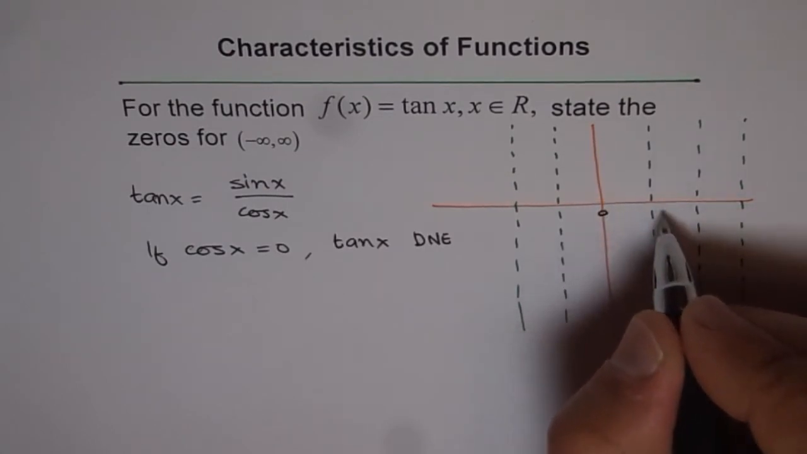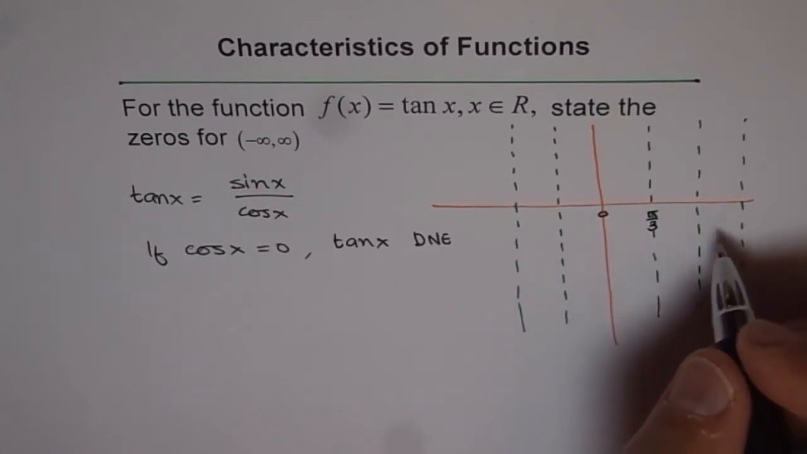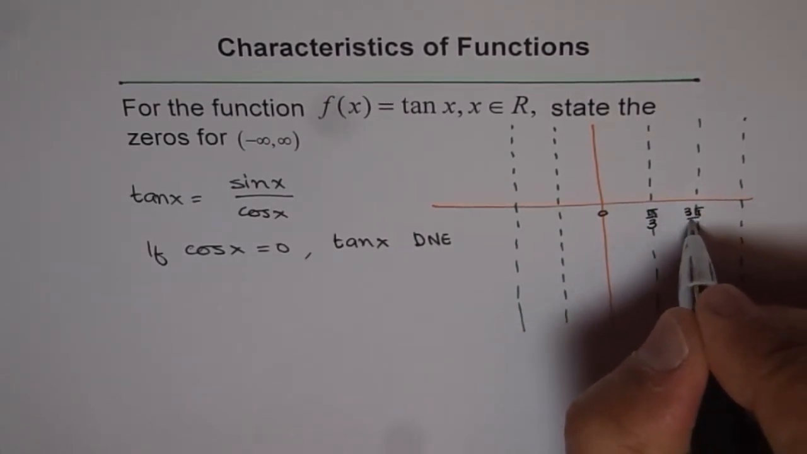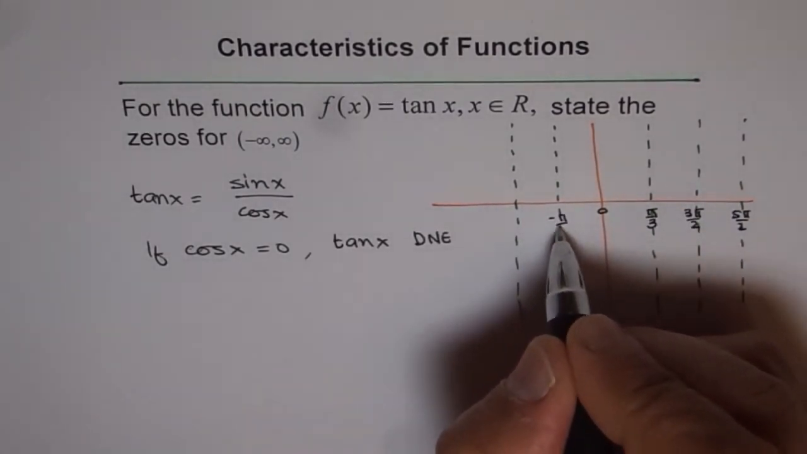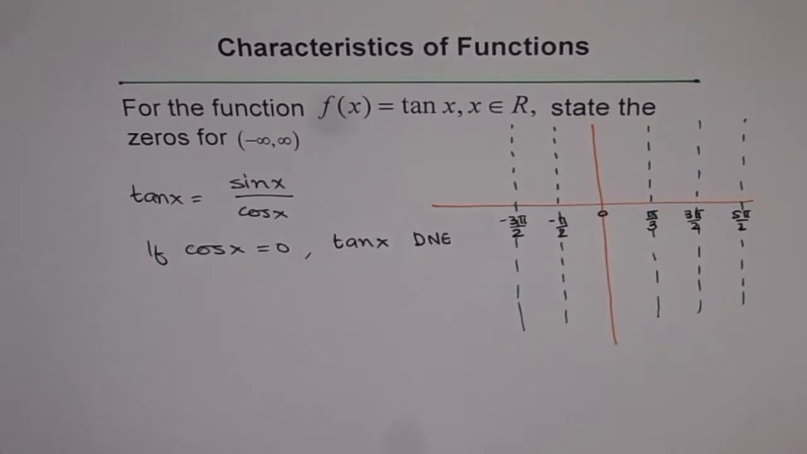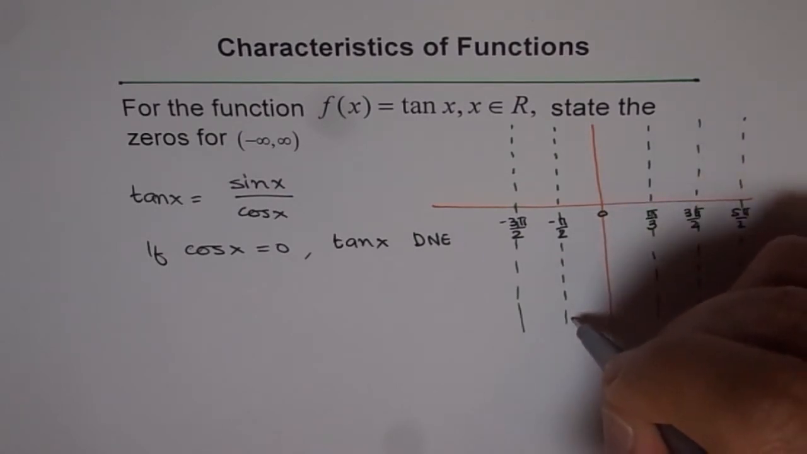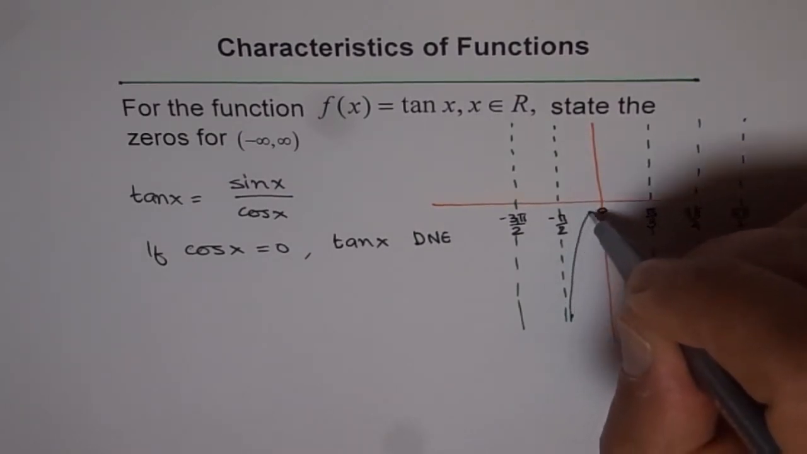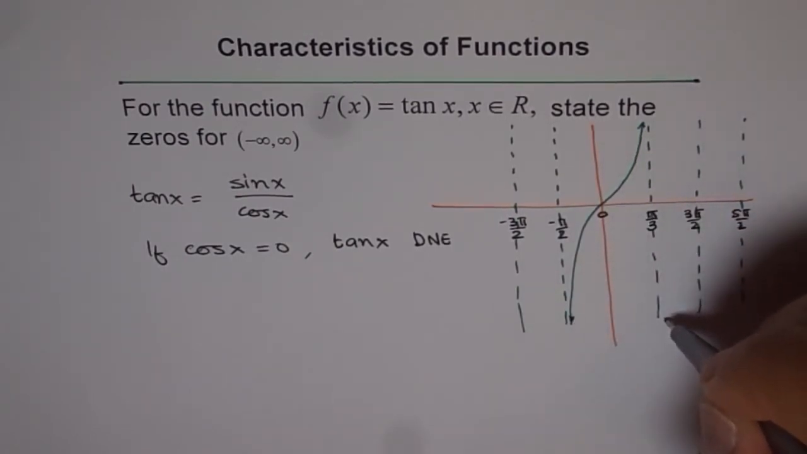Now if this is 0, then what are these points? These vertical asymptotes are at pi by 2, then 3 pi by 2, 5 pi by 2. On this side, minus pi by 2, minus 3 pi by 2, and so on. So these are the vertical asymptotes. So tan x is not defined at these points. How does it look? You will find that tan x is always increasing. So in general, tan x can be drawn like this, right? We are not being very accurate here, but we're giving you a way it should look, right?